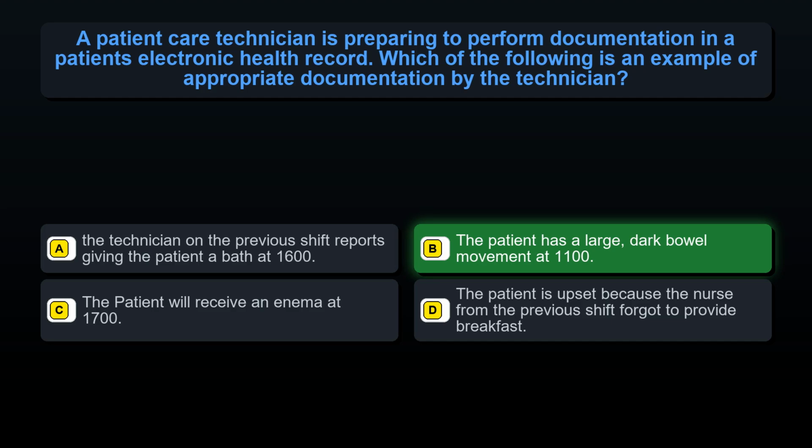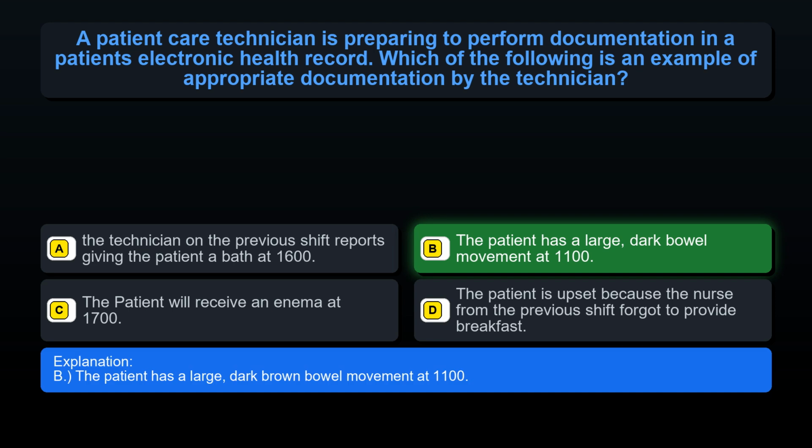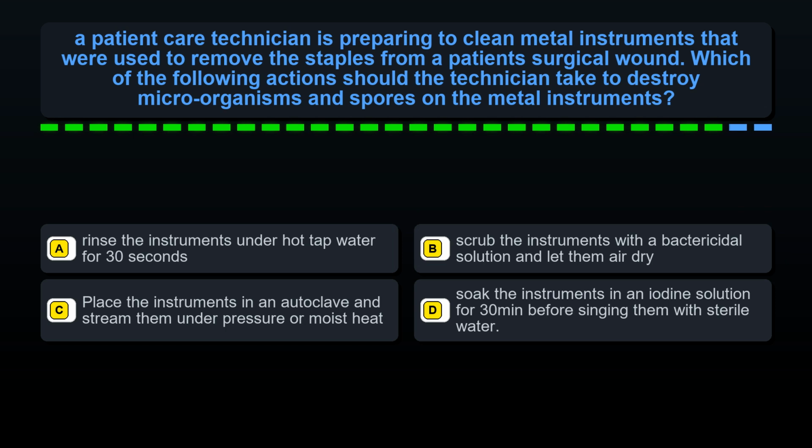The correct answer is option B, the patient has a large, dark brown bowel movement at 1100. Question 26. A patient care technician is preparing to clean metal instruments that were used to remove the staples from a patient's surgical wound. Which of the following actions should the technician take to destroy microorganisms and spores on the metal instruments? Option A, rinse the instruments under hot tap water for 30 seconds.